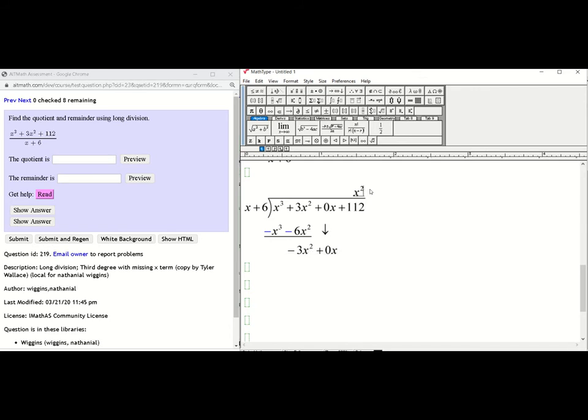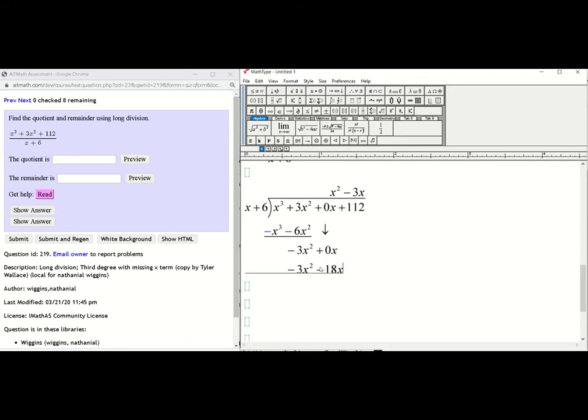So let's just think about that. I need a negative 3x. And when I multiply this against that, that's going to give me what I need. It'll be that negative 3x squared. So it's going to be negative 3x squared. And then negative 3 times 6 is going to give me a negative 18x.